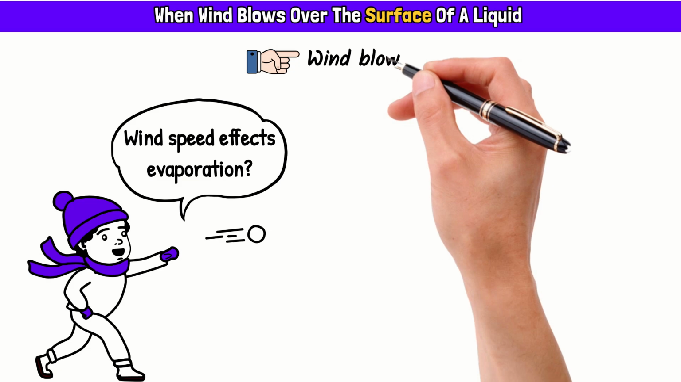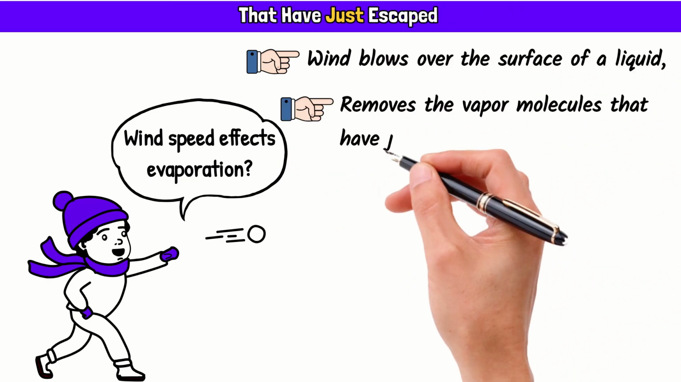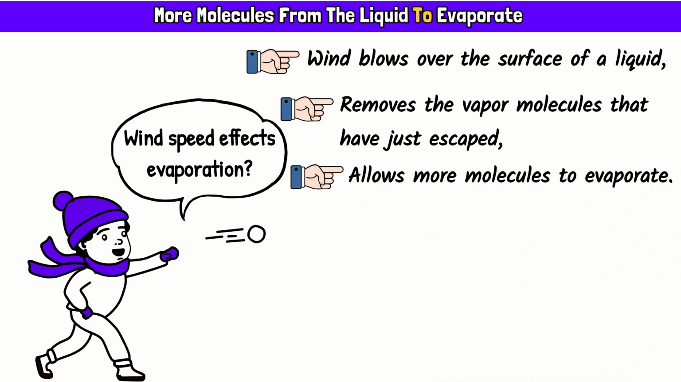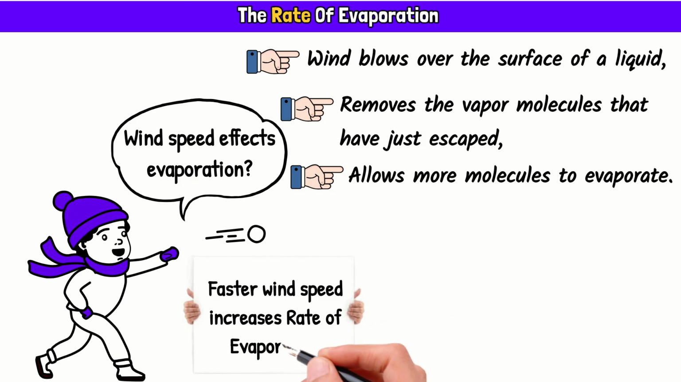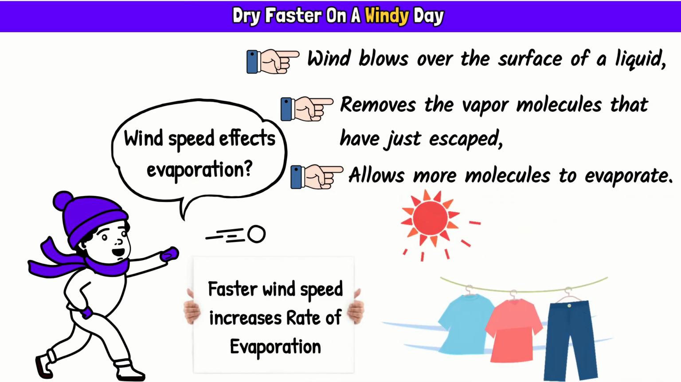The wind speed also plays an important role in evaporation. When wind blows over the surface of a liquid, it removes the vapor molecules that have just escaped. This allows more molecules from the liquid to evaporate. Therefore, faster wind speed increases the rate of evaporation. For example, clothes dry faster on a windy day because moving air helps more water to evaporate.